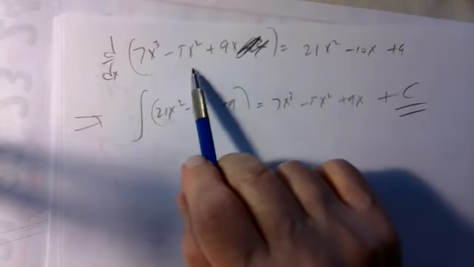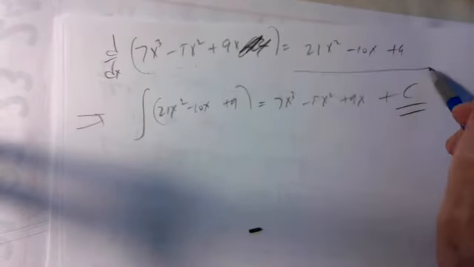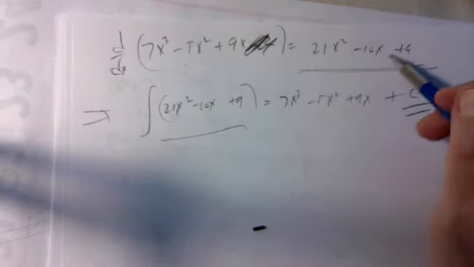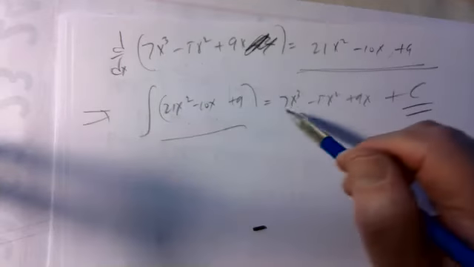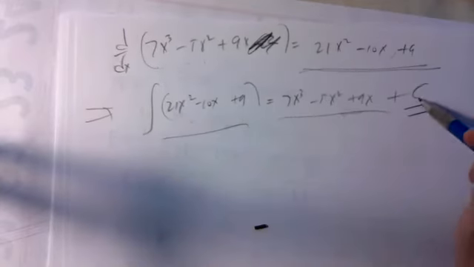Seven x cubed minus 5x squared plus 9x, the derivative is this. So the antiderivative of 21x squared minus 10x plus 9 is this, plus a constant.